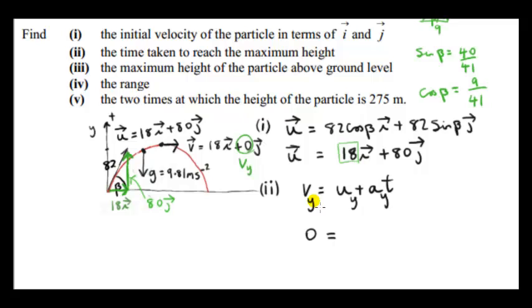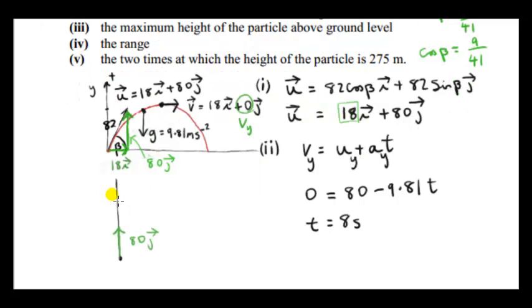So we apply this formula to the particle when it's at its maximum height. Vy is 0, uy, the y component of the initial velocity, is 80j. Well, we just want its magnitude, so we just drop the j. Ay, the acceleration, is entirely in the y direction. It's 9.81, and since it's downwards, put a minus sign. And t will be the time taken for the particle to get to this position.